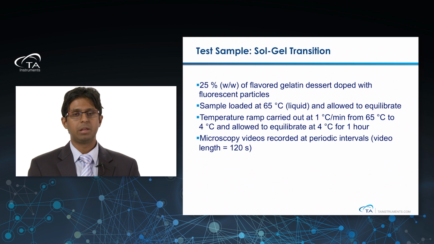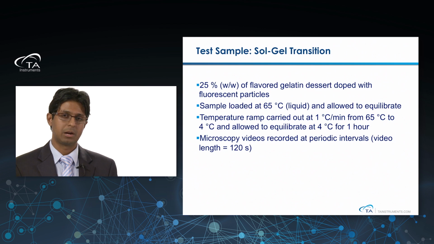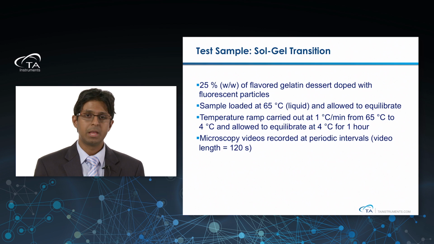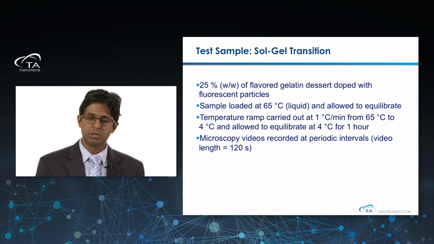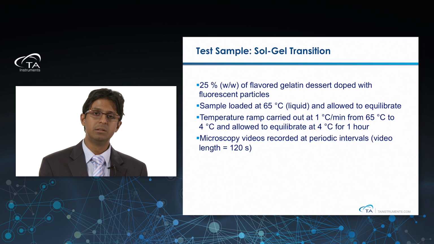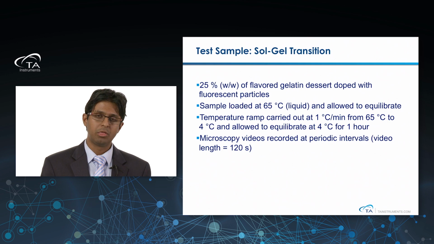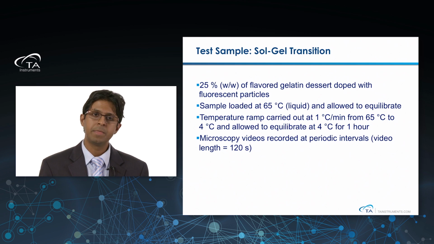The final example that we look at is a sample that undergoes a phase transition. In this case, I'm looking at a commercially available gelatin dessert that's doped with the fluorescent particles. A sample was prepared and loaded on the rheometer at 65 degrees C, so it's in liquid state. And then it was gradually cooled at 1 C a minute from 65 to 4 degrees C, and then just allowed to equilibrate at 4 C for about 1 hour.